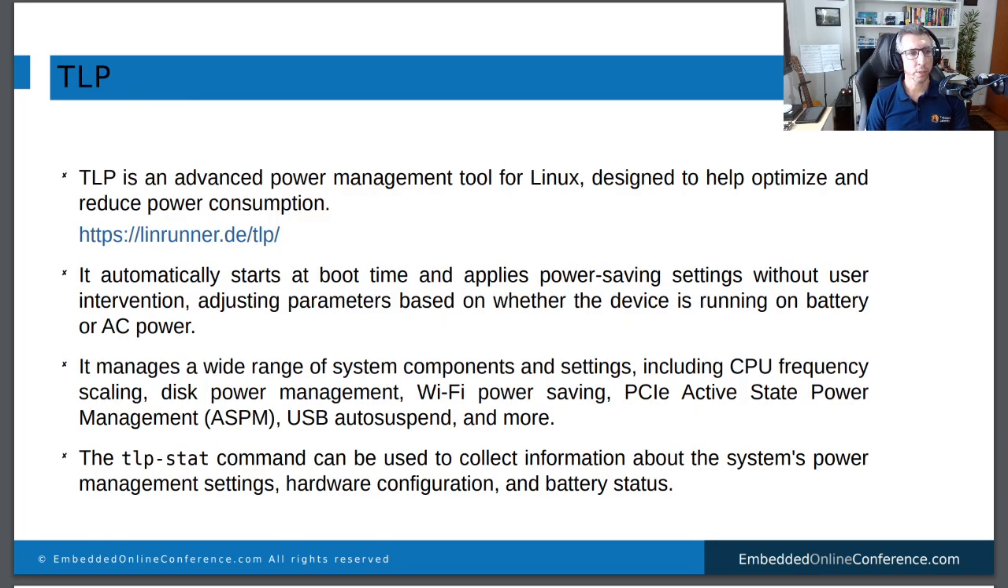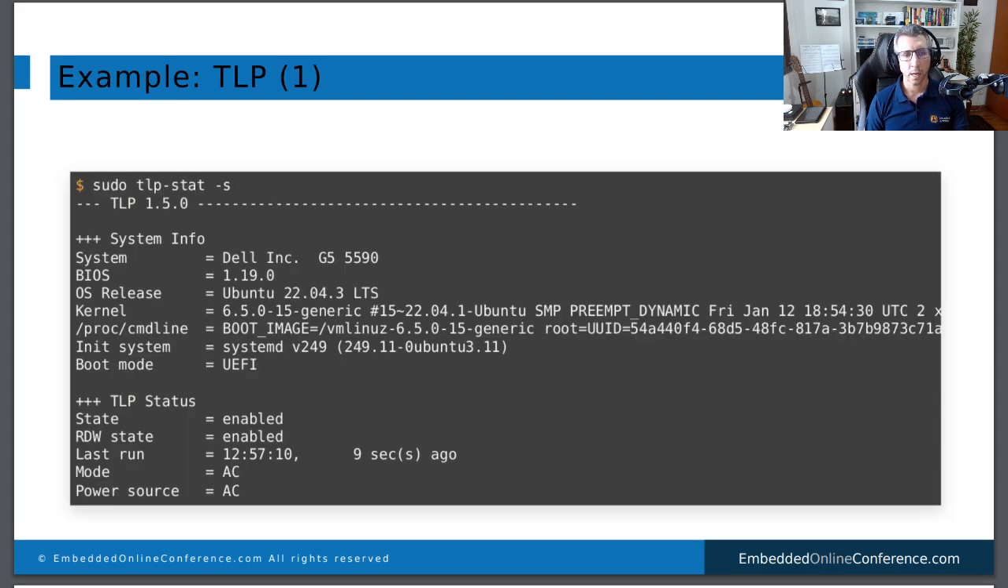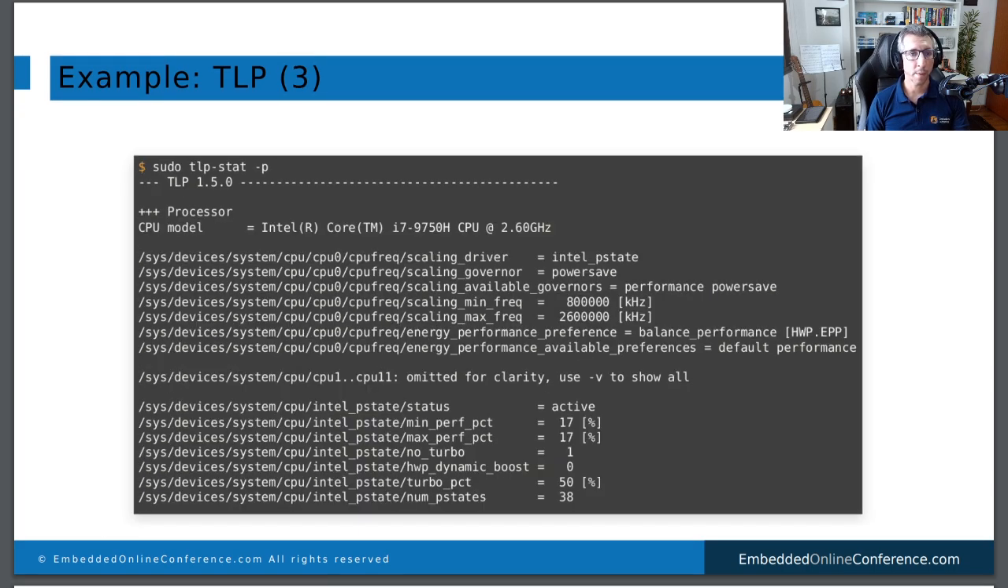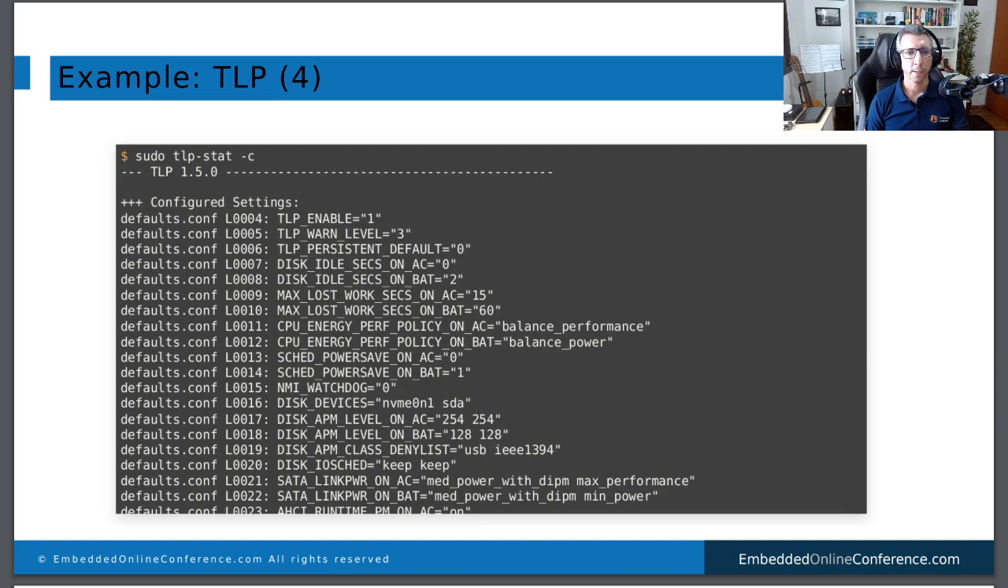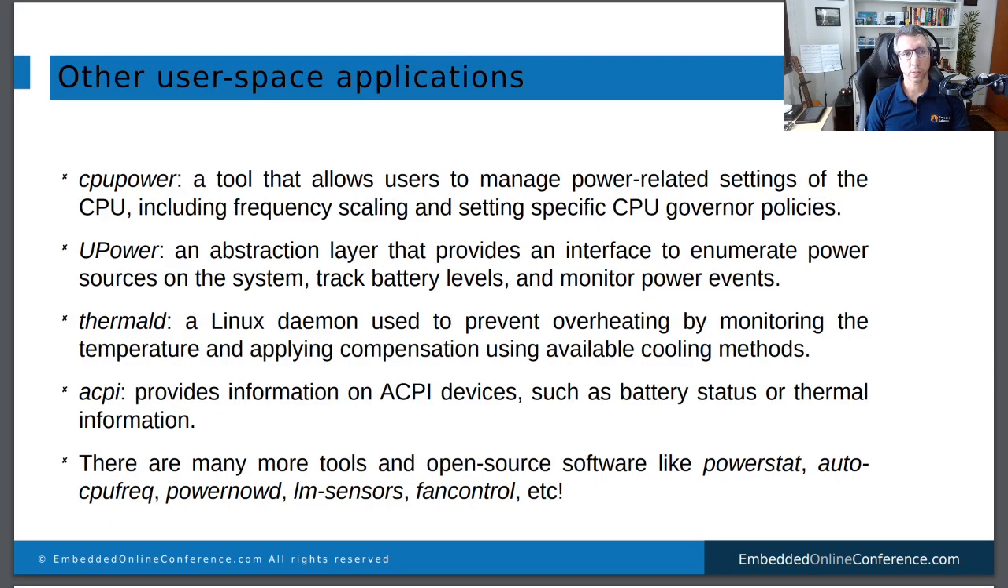Another interesting tool is called TLP. It's sort of a daemon that manages power on a system. You can use it to make it easier to configure how you want to manage power. There are lots of features available, so you might want to check that out. Here I have some screenshots listing information about the system, the battery, the processors, devices, and so on. There are other user space features as well that you might want to leverage.